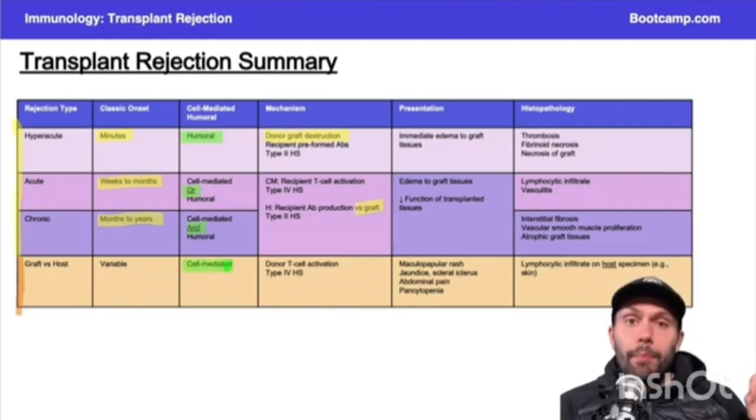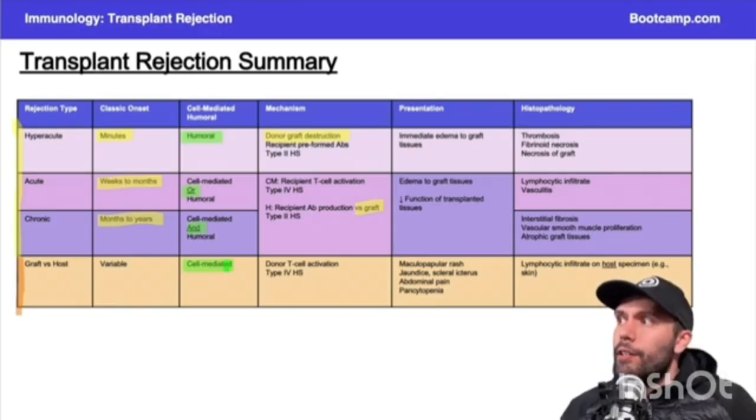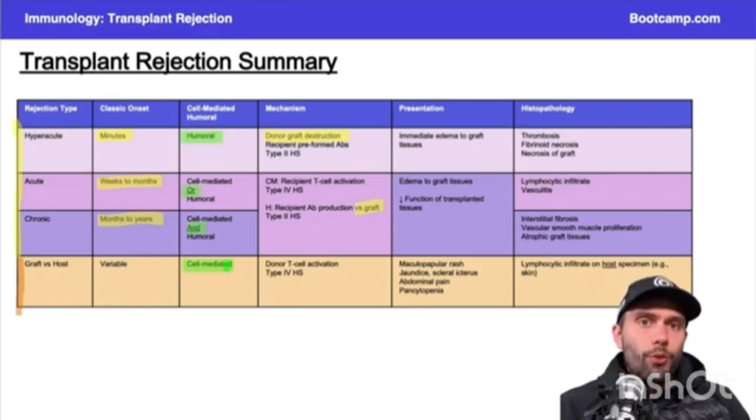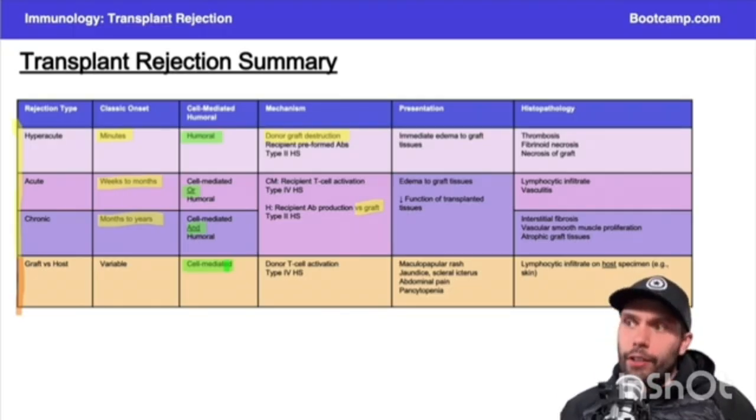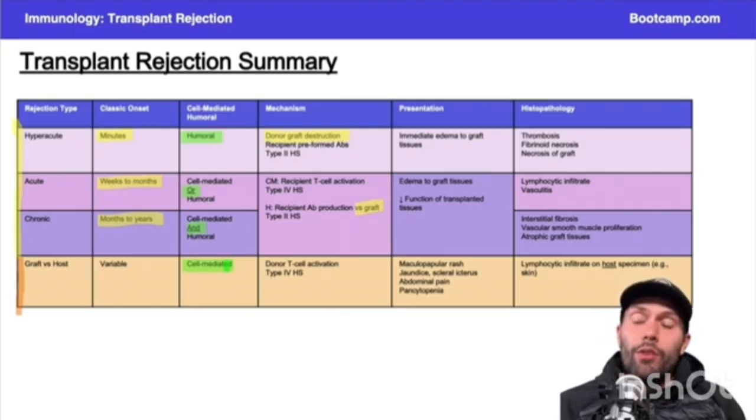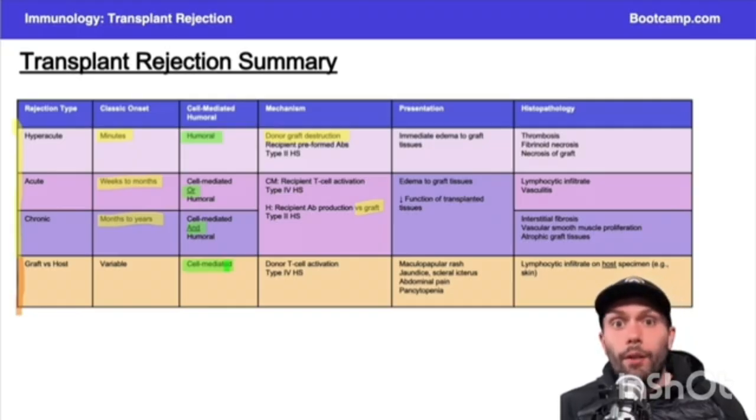If something happens immediately, it has to be preformed antibodies, right? It has to be, in most of these situations. So it has to be humoral because there has to be something already there to immediately cause a reaction. Whereas if you're in a situation where it takes a lot of time for the reaction to happen, well, now it could be cell-mediated.